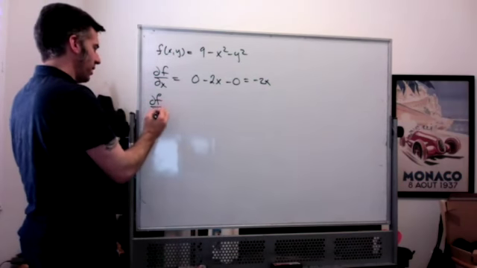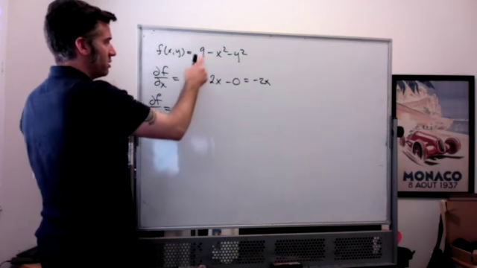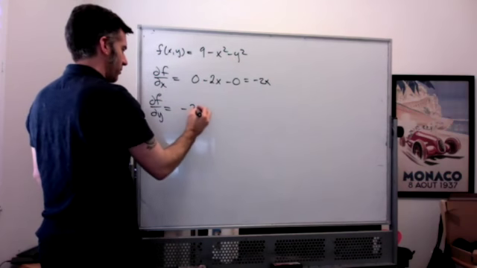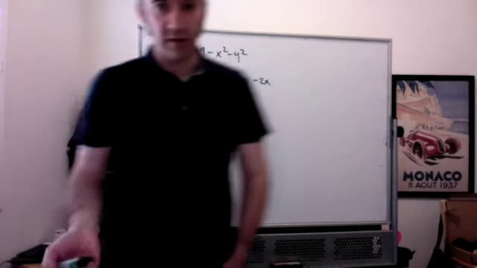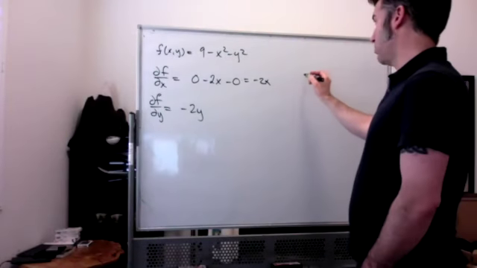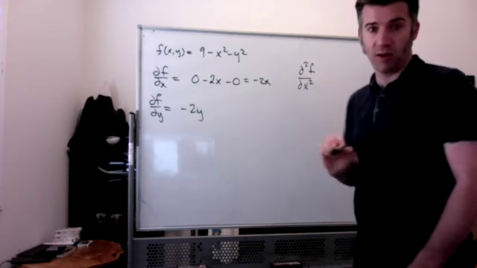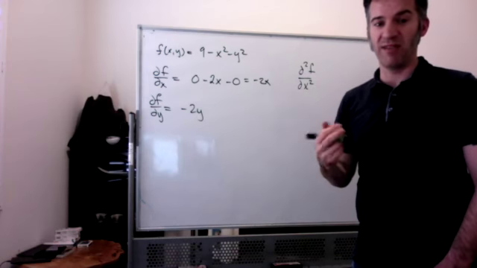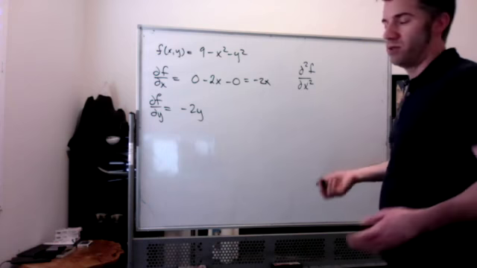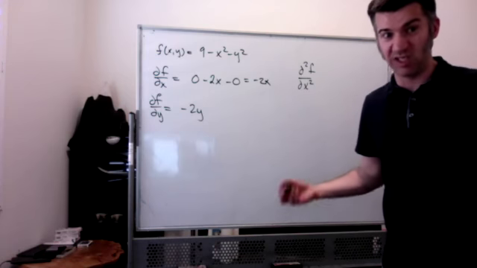Partial with respect to y. Same deal: 0, 0, negative 2y. You can also take second partial derivatives, right? You can take the second partial of the function, del squared f over del x squared, which, just like regular second derivatives, is just the derivative of the derivative.